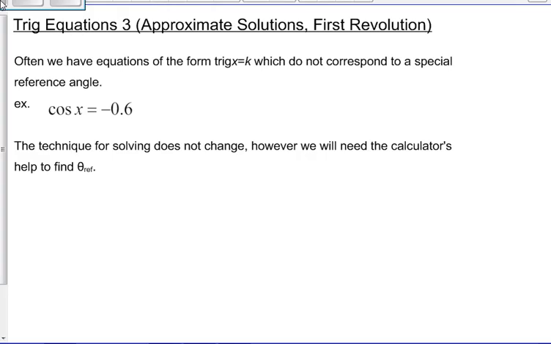So far we've been able to solve equations like this: sine x equals, say, root 3 over 2. There were very specific values in the table that we could find exact angles that corresponded to them. But we often have trig equations which do not correspond to a special reference angle. So they might take the form trig x, which could be sine, cosine, or tangent, equals some constant.